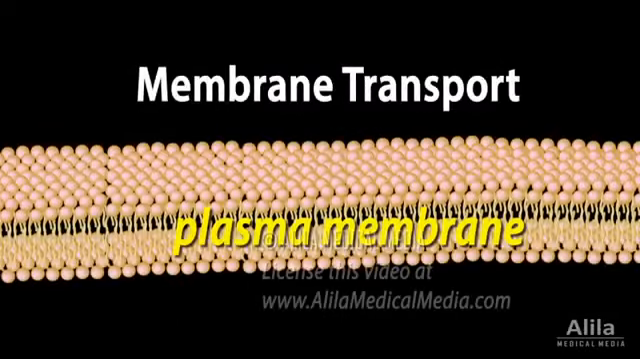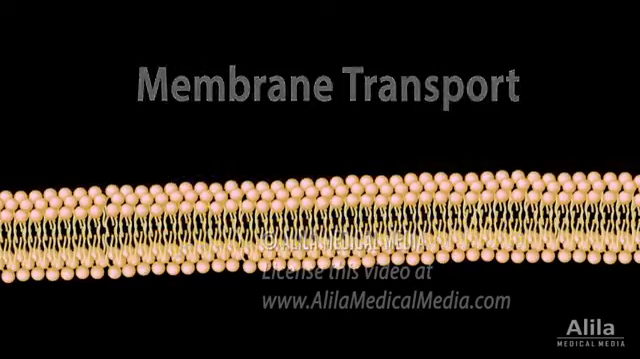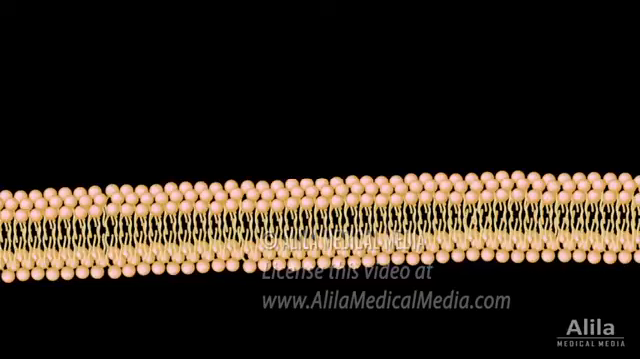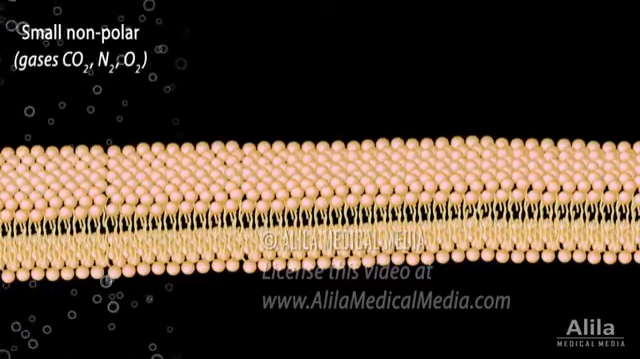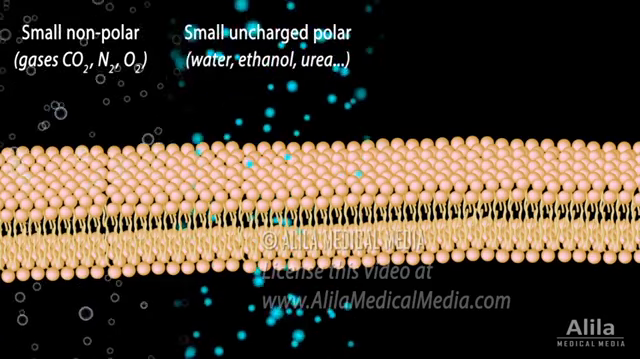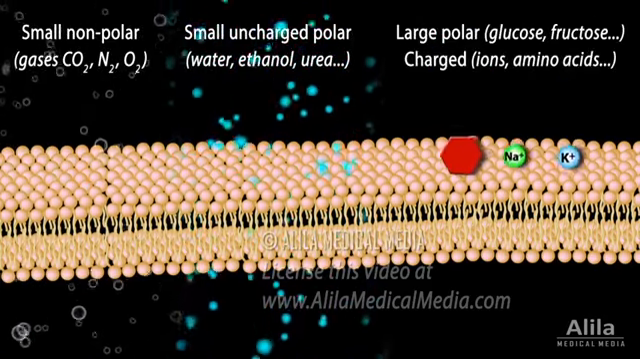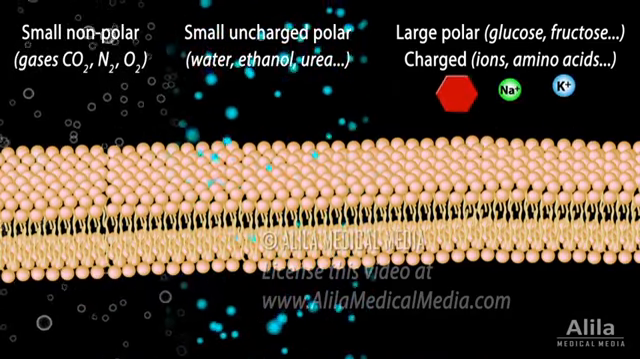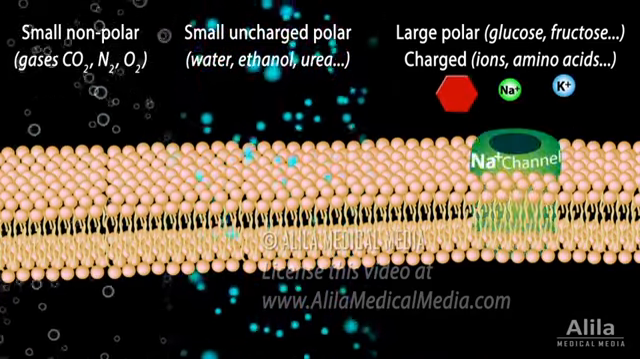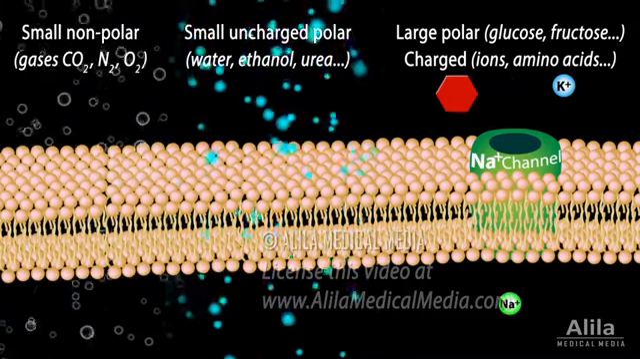All animal cells are enclosed in a plasma membrane, which consists of 2 layers of phospholipids. The hydrophobic nature of the cell membrane makes it intrinsically permeable to small nonpolar and uncharged polar molecules, but non-permeable to large polar molecules and charged particles. Charged particles, such as ions, must use special channels to move through the membrane.